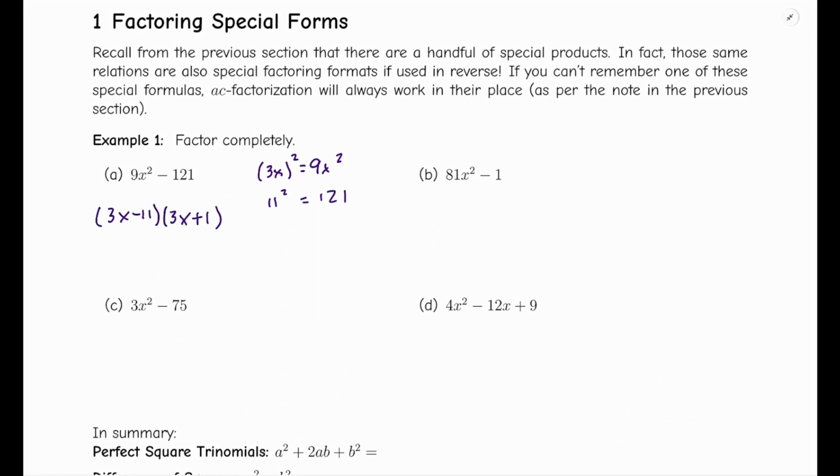Part B. Well, 81x squared is the same thing as 9x squared, and 1 squared is 1. So we again have a difference of squares here. So we will get 9x minus 1 and 9x plus 1.